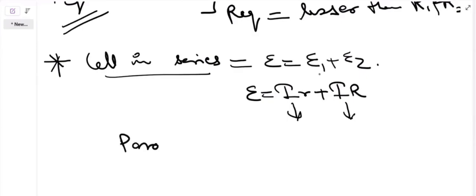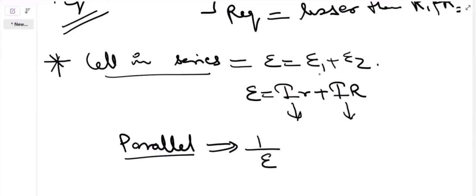Now let's talk about the parallel connection. So in parallel, you will always have 1 over EMF equals to 1 over EMF 1 plus 1 over EMF 2. Okay. Wait. Let me write. 1 over EMF 1 plus 1 over EMF 2. Any doubts? No, ma'am. Okay.